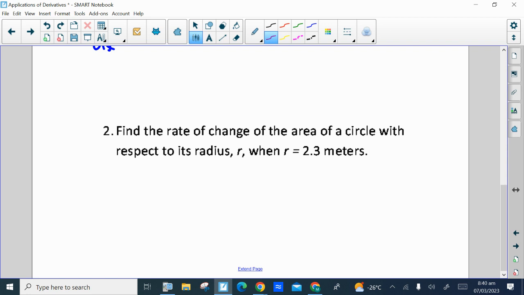So we need a formula that relates area to radius, which would be the area formula. If we use function notation, A of r, area as a function of r, would be pi r squared. That's the formula for area of a circle. 2 pi r is circumference.